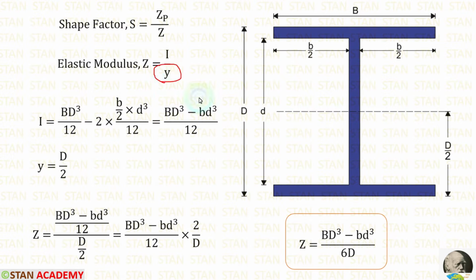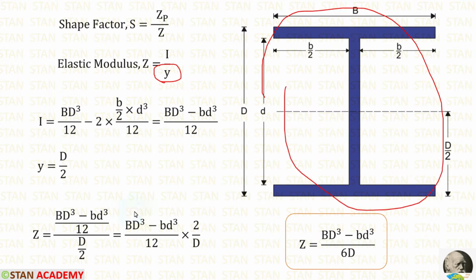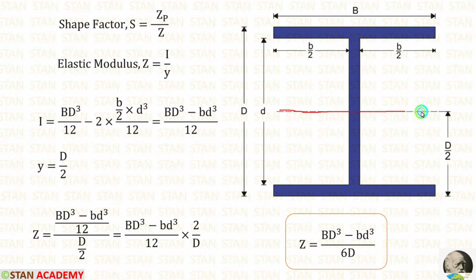Now let us find y. This I section is symmetrical, so the neutral axis lies in the center. The distance between the neutral axis and the extreme fiber is D by 2. So y is equal to D by 2. In the elastic modulus formula, we can apply the values of moment of inertia and y. Then we can take D by 2 inversely and then multiply. We can cut 2 and 12. Here it will be 6. Finally, we are getting Z is equal to capital BD cube minus small bd cube by 6 capital D.